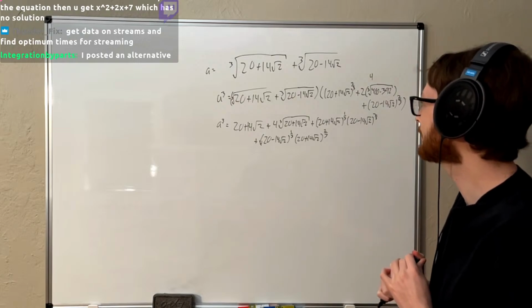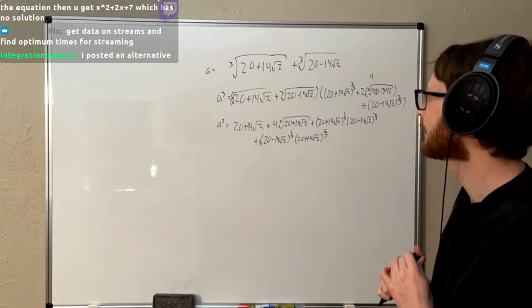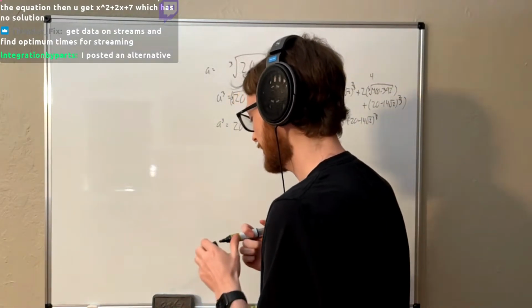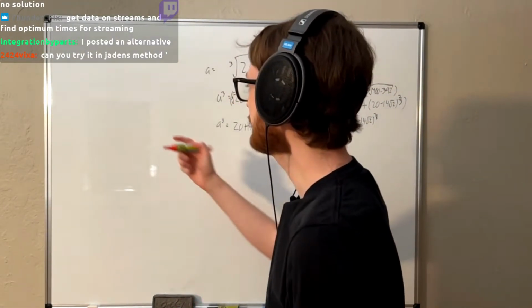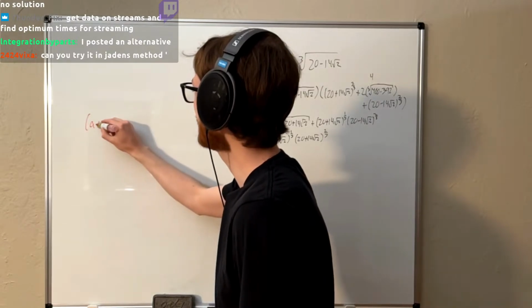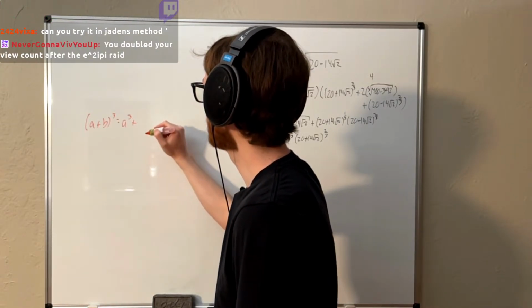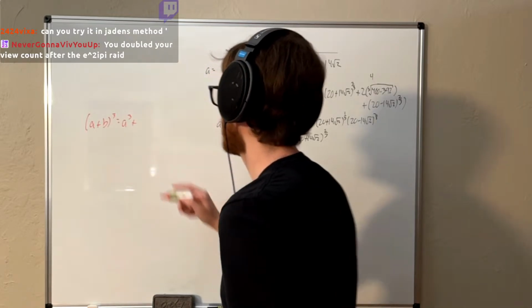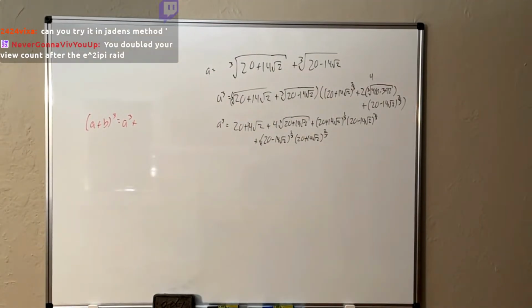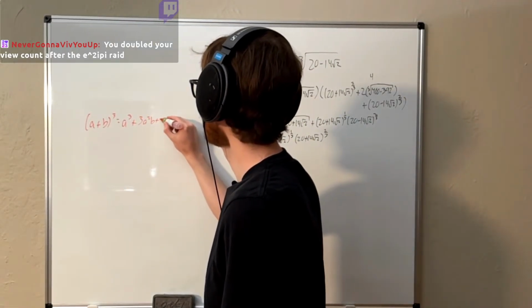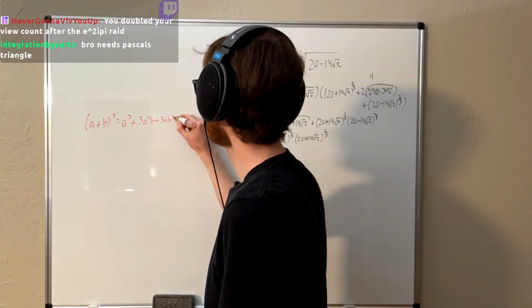Maybe I won't continue from the work that I was doing. The idea that it rests on: if you have any two generic numbers, a plus b, and you cube it, you get a cubed plus... I'm too lazy to do this myself. Let me see what Wolfram says. 3a squared b, 3ab squared. I could have just used the binomial theorem, I guess, but who cares?